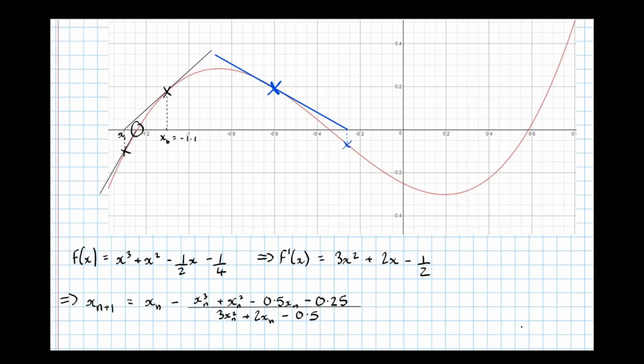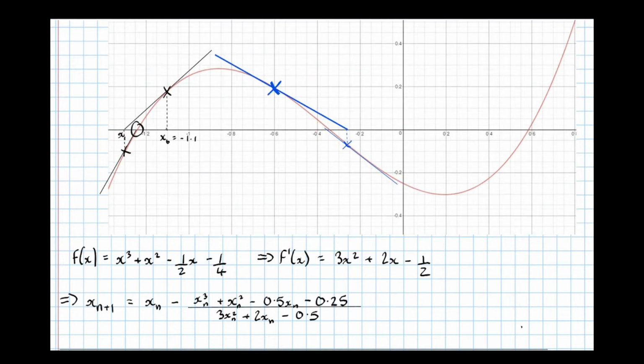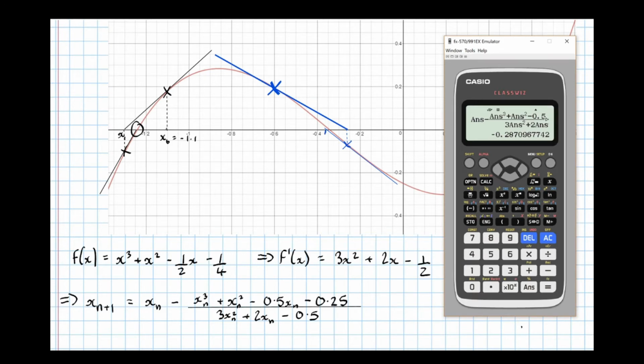So drawing a tangent here. Not a very good tangent. Let's improve on that. There we go. And where the tangent crosses the axis, which is here, should be our new guess. So we'll press equals again. We should get something somewhere between minus 0.3 and minus 0.4. There it is, minus 0.3448.